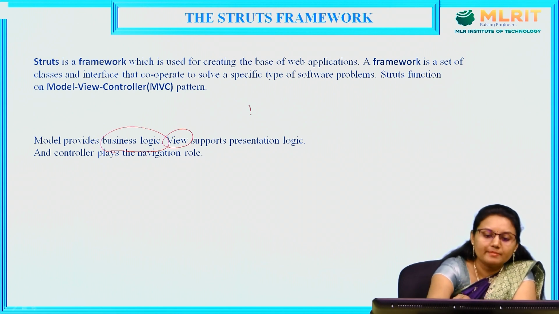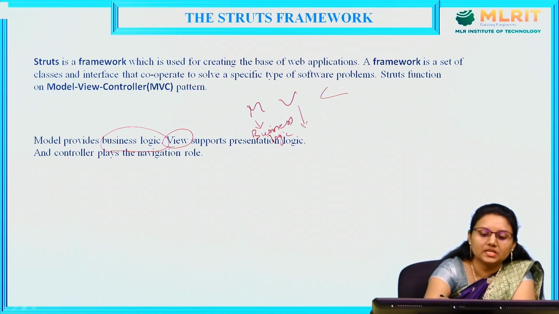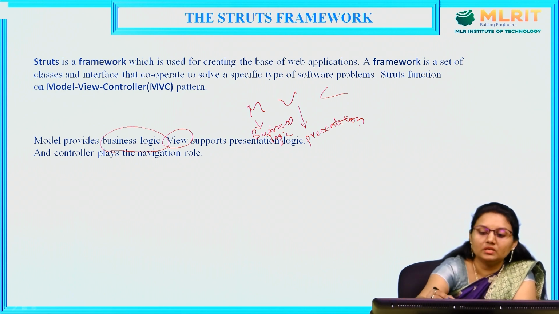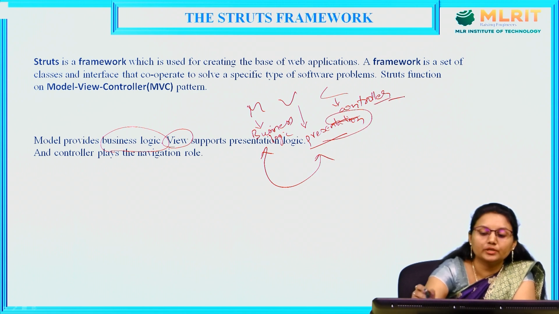So in MVC, this M is nothing but business logic, to develop the model. And this view is nothing but the presentation logic, where it supports how the web page should get presented, the visibility, and the controller plays the navigation. So this controller, whatever the presentation to business logic, it has to access and integrate. So it will just control everything.